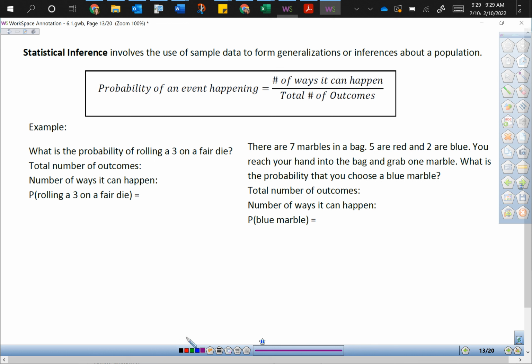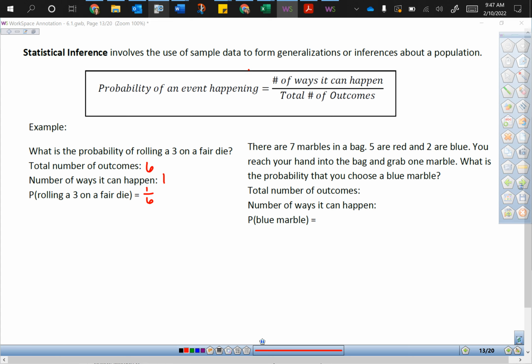What is the probability of rolling a 3 on a fair die? What are the total number of outcomes that you could have on a fair die? There are 6. You could get a 1, 2, 3, 4, 5, or 6. Now, we want to figure out the number of ways that it can happen. The probability of rolling a 3. How many different ways can you roll a 3? Just one. So the probability of rolling a 3 on a fair die, and that's how we write it, P followed by the parentheses, that stands for the probability of rolling a 3 on a fair die, is the number of ways it can happen divided by the total number of outcomes. So that would be 1 over 6.